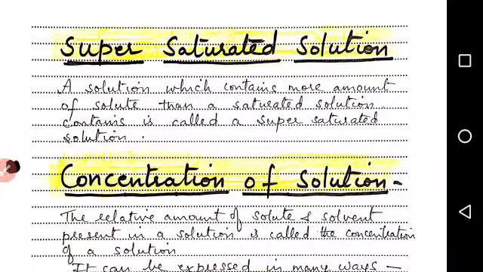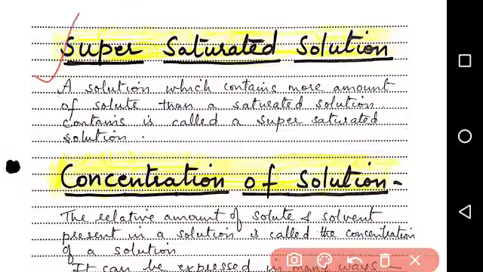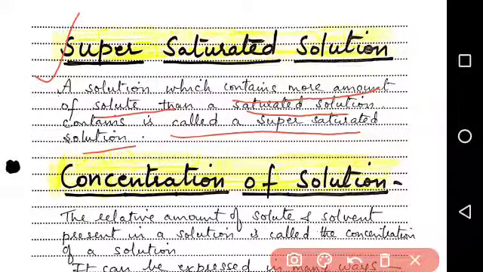Now what is a supersaturated solution? A solution which contains more solute than a saturated solution is called a supersaturated solution. Means if a saturated solution of sugar in water is already prepared, it cannot dissolve more sugar now, but when excess sugar is still added to that solution, it will settle down at the bottom. So now the solution is called a supersaturated solution.